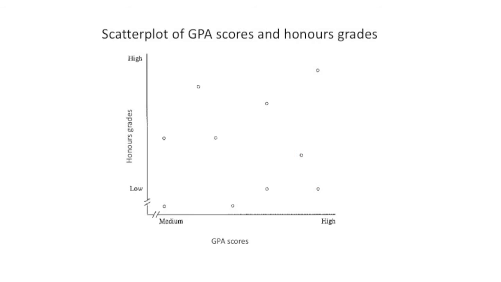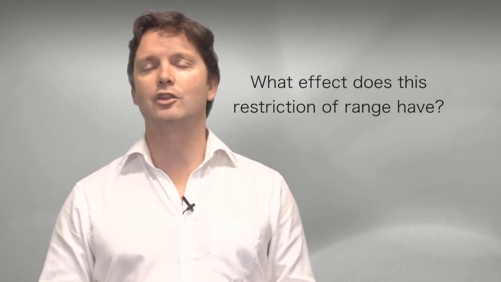Now let's look at GPA and entry into honours, for example. The relationship is graphed in the following picture. Now, I don't know about you, but this looks like a bit of a snowstorm to me. There does not appear to be any relationship between GPA and entry into honours. However, students in the honours program do not represent the full range of GPA scores. Those with the low GPA scores are not included here. What effect does this restriction of range have?